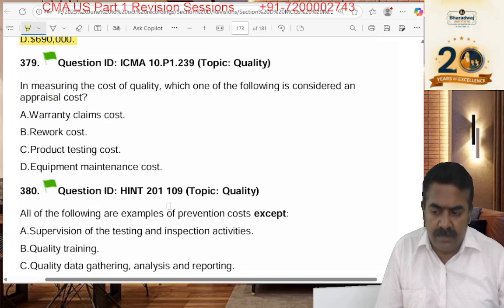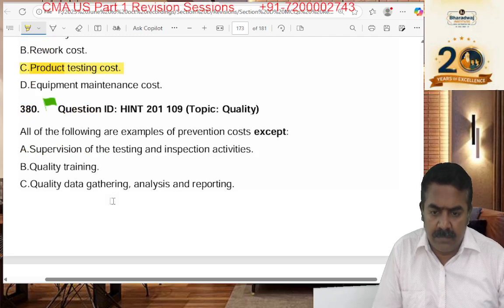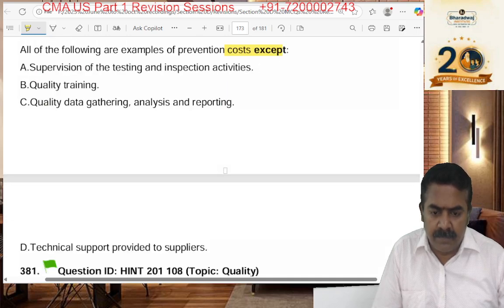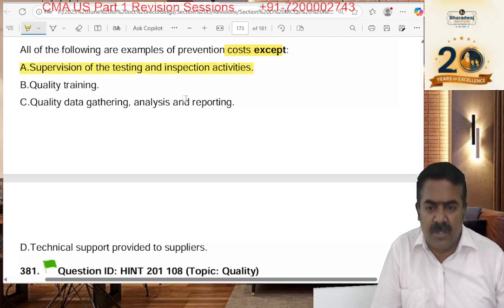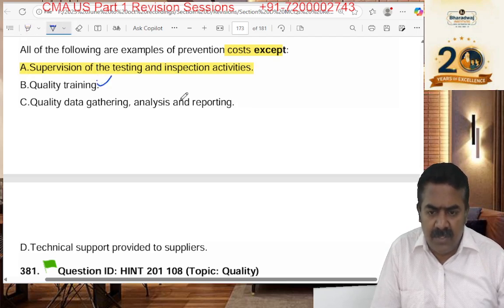379. Appraisal cost. Correct. Except prevention, can't accept. Supervision of testing and inspection. Supervision of testing and inspection activity is not a prevention cost at all. Quality training is a prevention cost. Data gathering, analysis and reporting, technical support provided to suppliers, all these are prevention costs, but not supervising the people who are inspecting the activities.